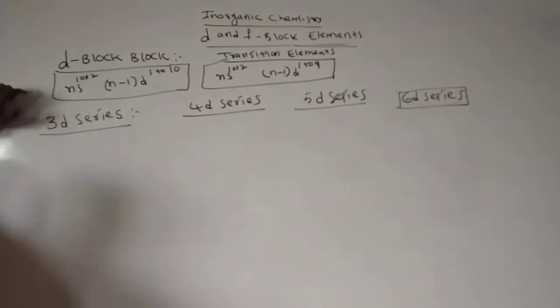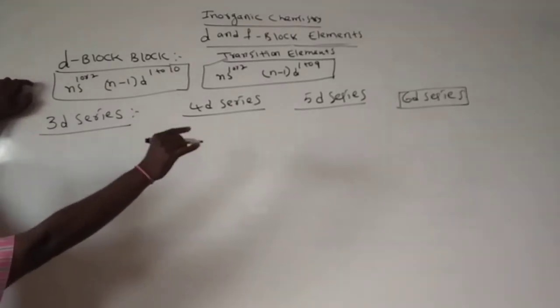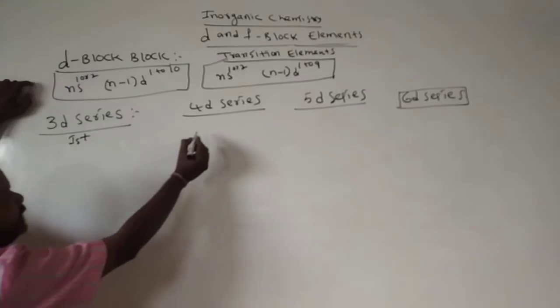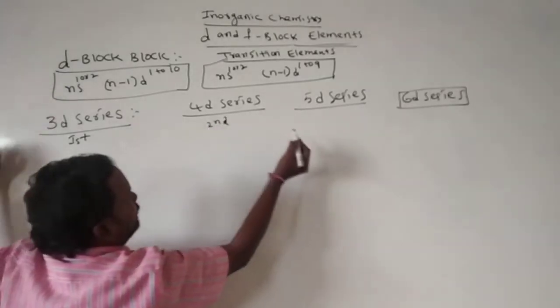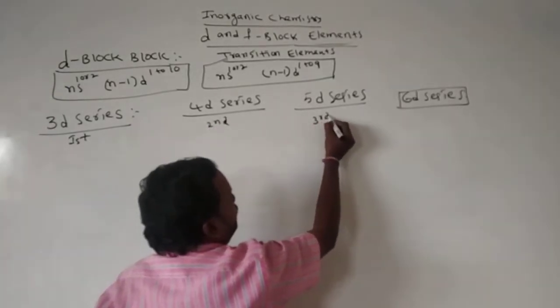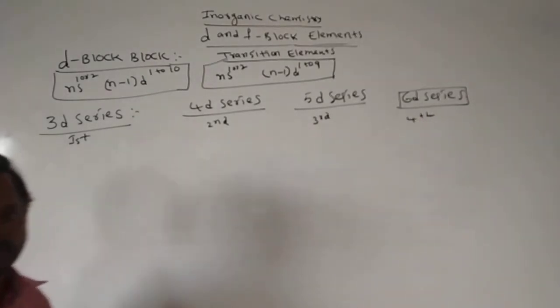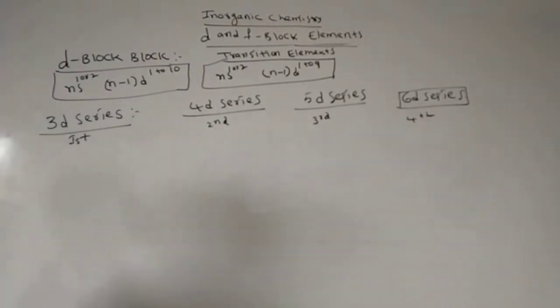The 3d series, 4d series, 5d series and 6d series. These are called the first, second, third and fourth transition series. We'll see in continuation what the difference is between d-block elements and transition elements.